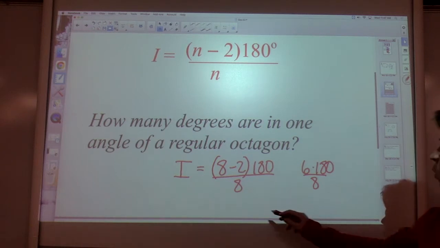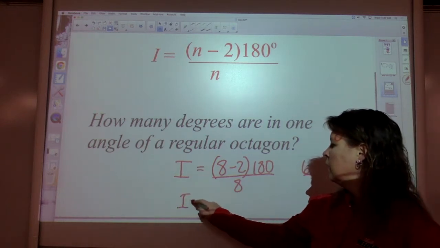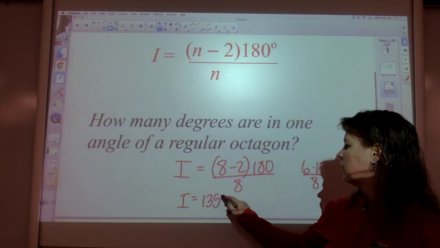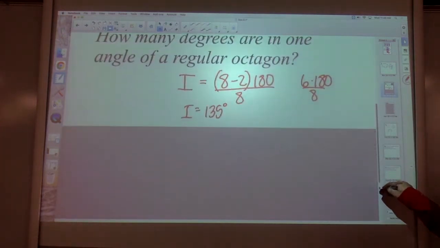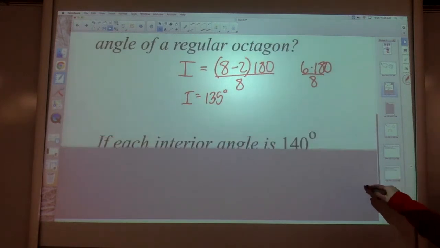And you get that one interior angle of any octagon that is equiangular is 135 degrees. So yes, your stop sign angles are all 135 degrees. Go check them.